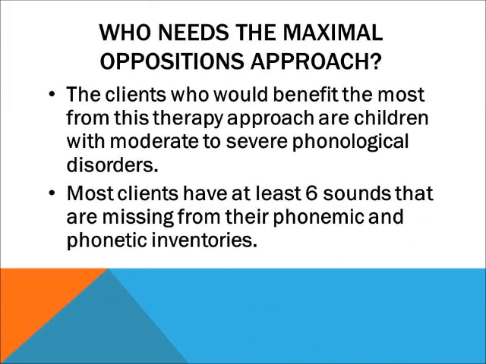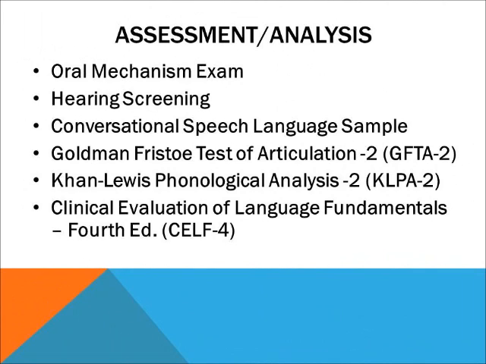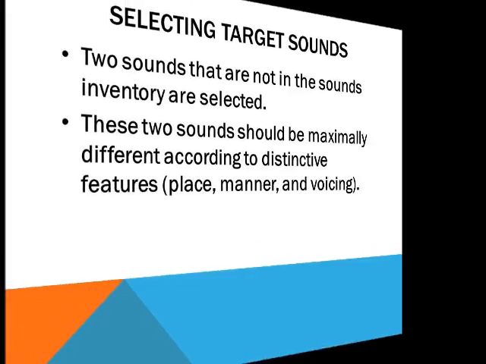The clients who would benefit the most from this therapy approach are children with moderate to severe phonological disorders. Most clients have at least 6 sounds that are missing from their phonemic and phonetic inventories. The type of assessments that could determine which children fit into this description are an oral mechanism exam, hearing screening, conversational speech-language sample, Goldman-Fristoe Test of Articulation 2, Khan-Lewis Phonological Assessment, and the Clinical Evaluation of Language Fundamentals.